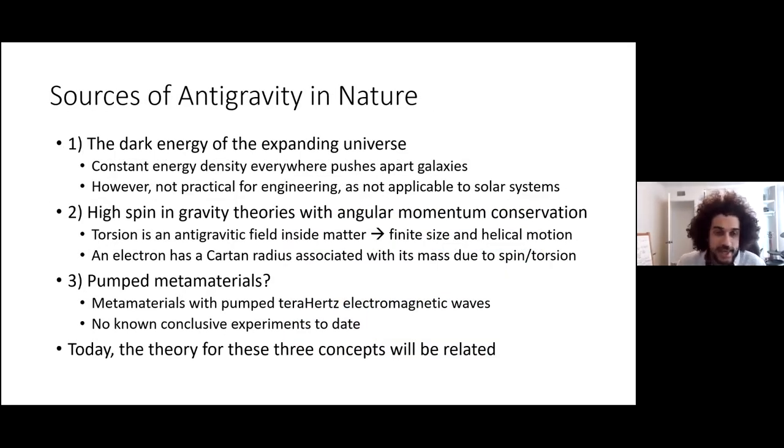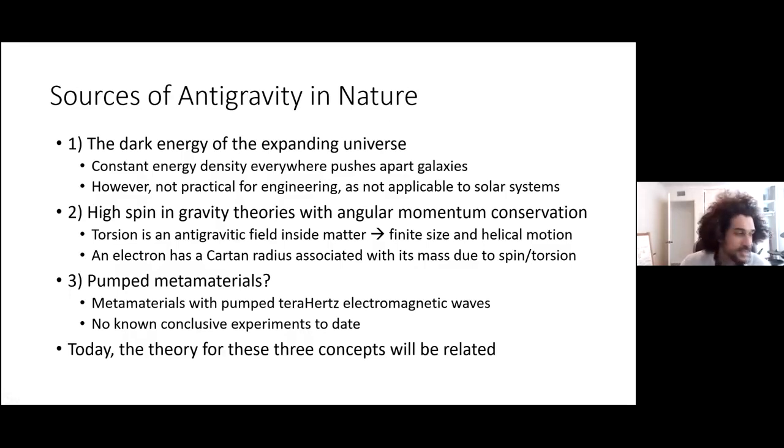So in nature, I tried to pick the least controversial things that I could find that are helpful for trying to understand anti-gravity. One of them is dark energy, because we find that galaxies are pushed apart and it's a gravitational effect. So it seems like that is a natural type of anti-gravity. Obviously, that's not practical for engineering, but it's worth trying to understand in the framework of general relativity, just to understand how something like this might work.